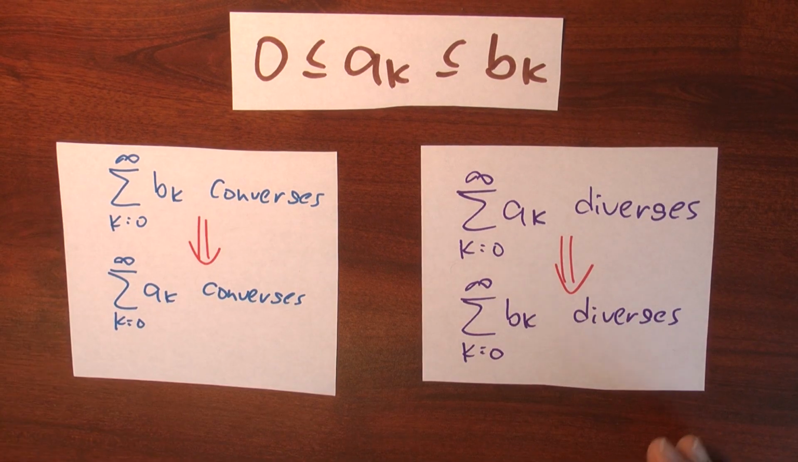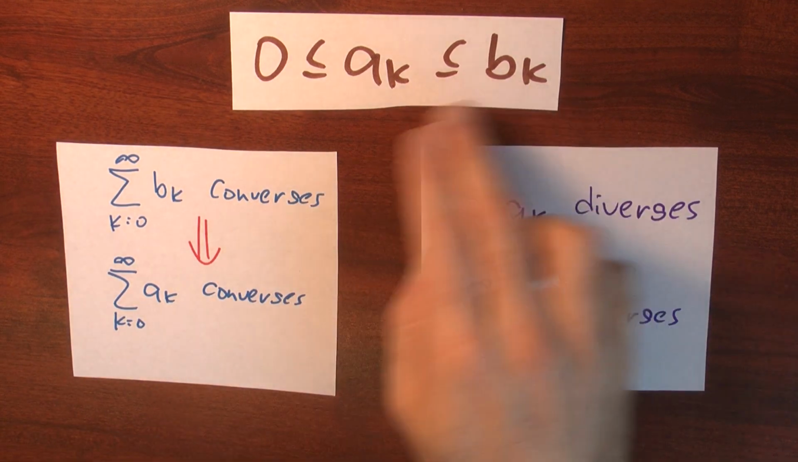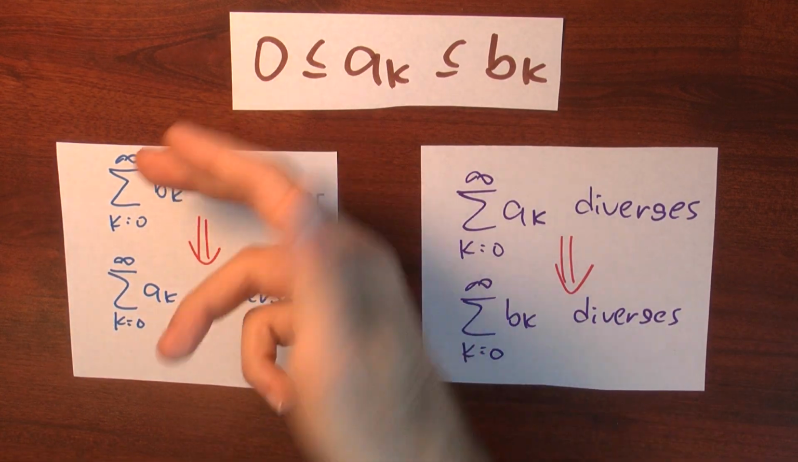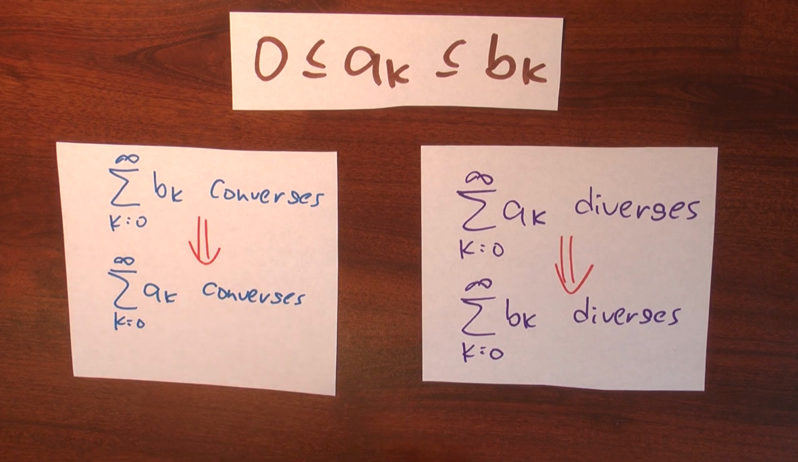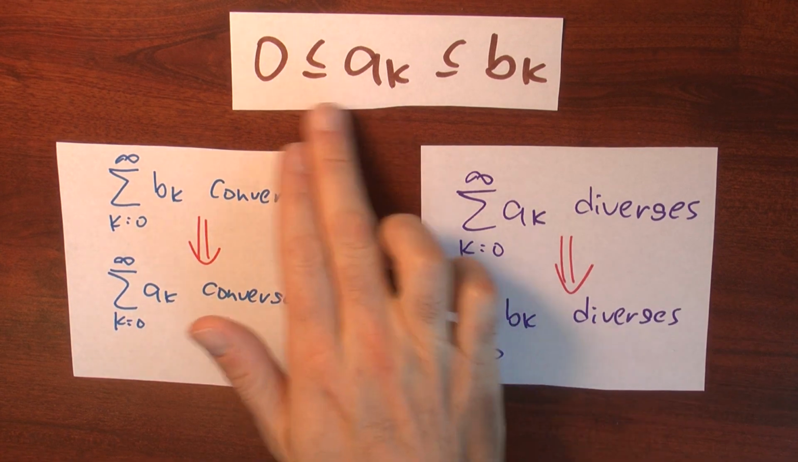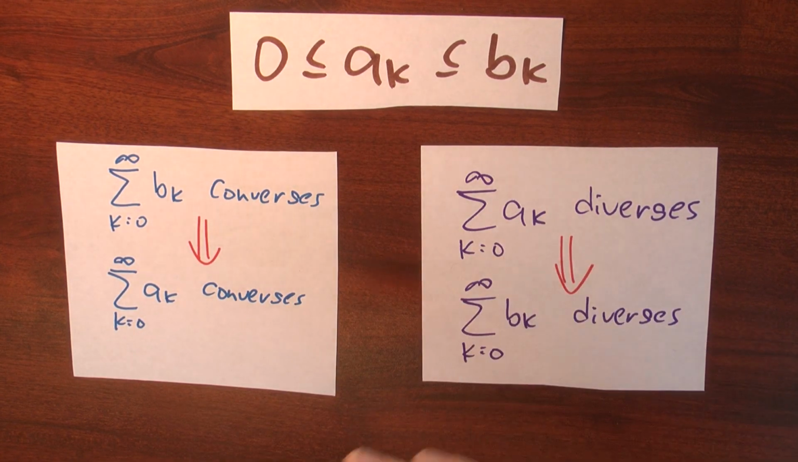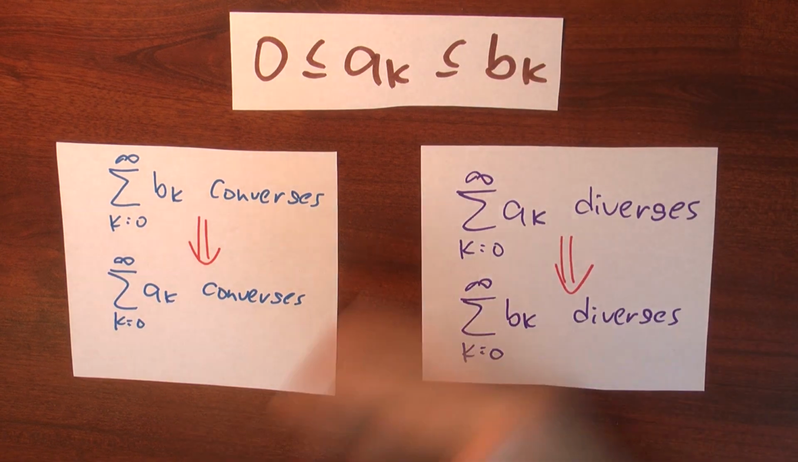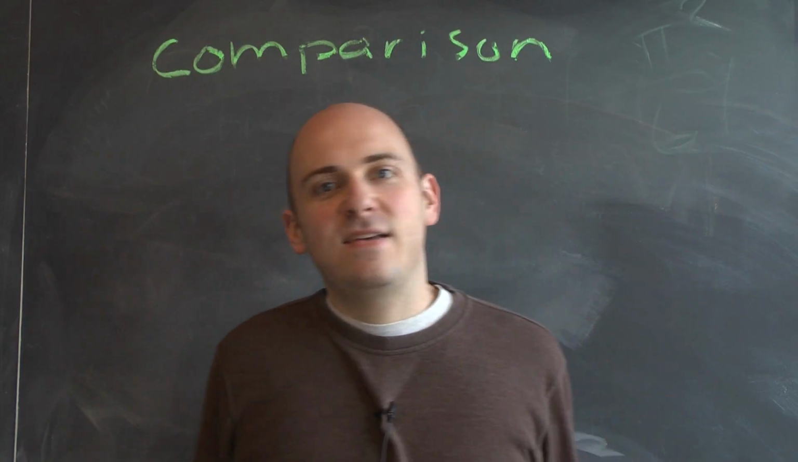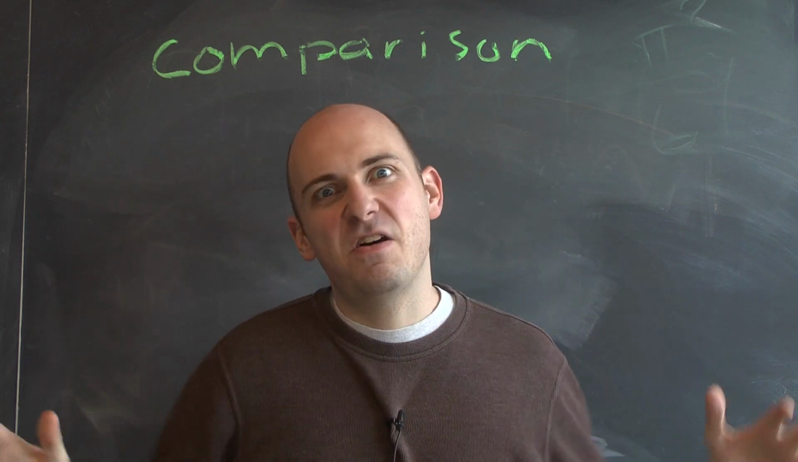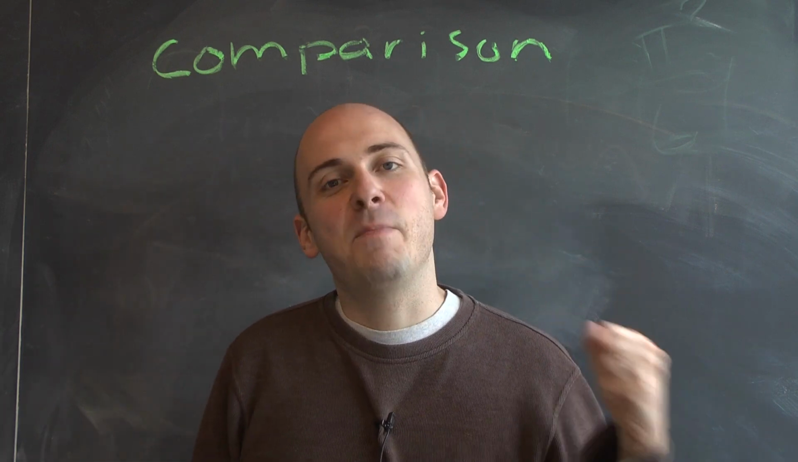And hopefully that makes sense, right? This is saying that as long as you've got non-negative terms, if you're below a convergent series, you converge. And this is saying, as long as you've got non-negative terms, if you're above a divergent series, you also diverge. And let me end by saying that the comparison test is just a ton of fun to use. It's definitely my favorite test.